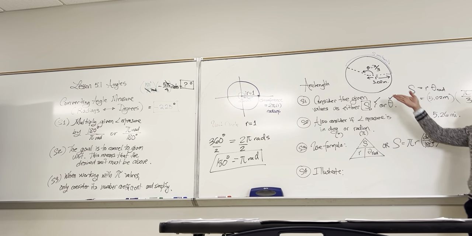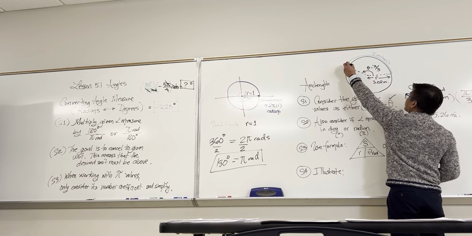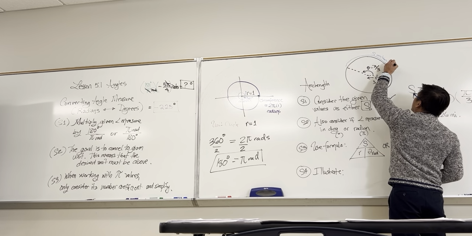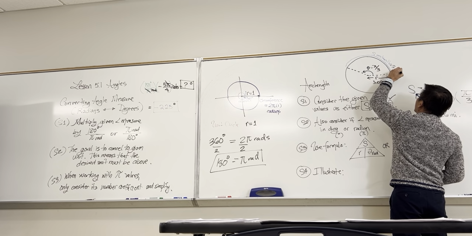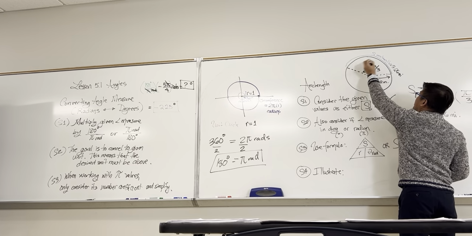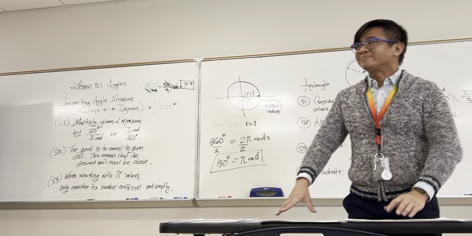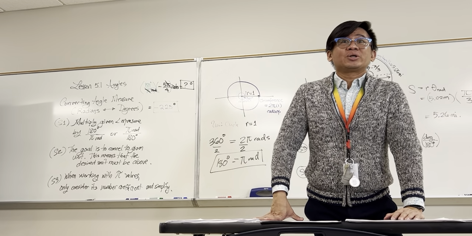Last one. Illustrate. Well, we have illustrated that one. So where is this 5.26 miles? That means from here to there, that is basically your 5.26 miles. This part of the circumference of the circle is the 5.26 miles. Are we good? Questions?